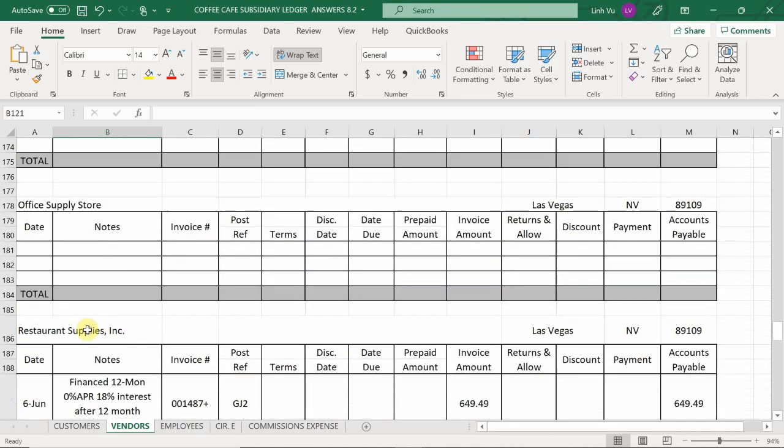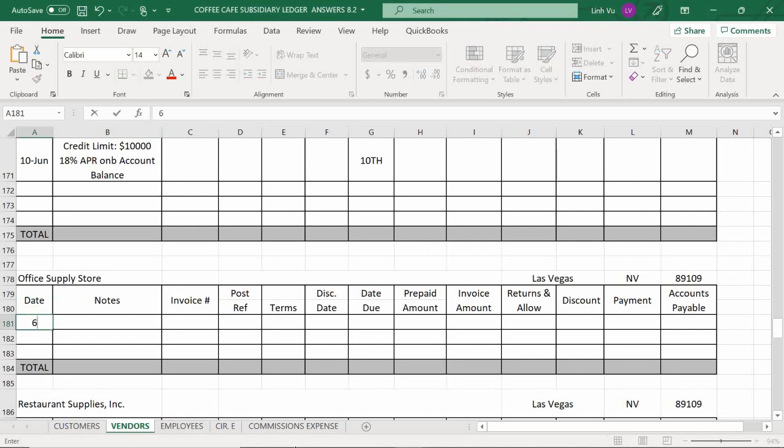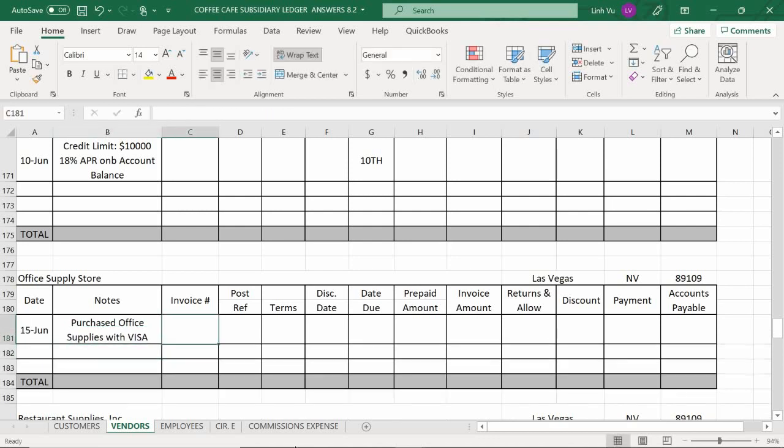Okay, here you go, Office Supply Store. So the 15th, we buy supply with credit card. No invoice, nothing, just the payment, and that's all. So we owe nothing but the payment. What do you mean by that? What was the original invoice amount for? We don't have a 150, we don't even have an invoice.